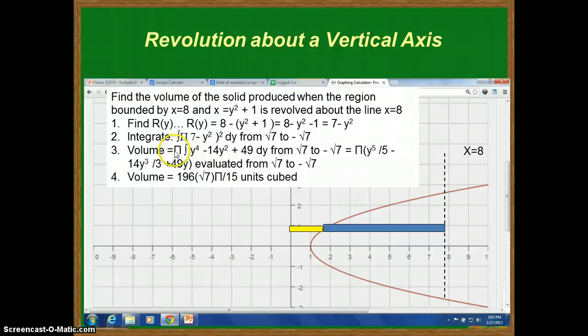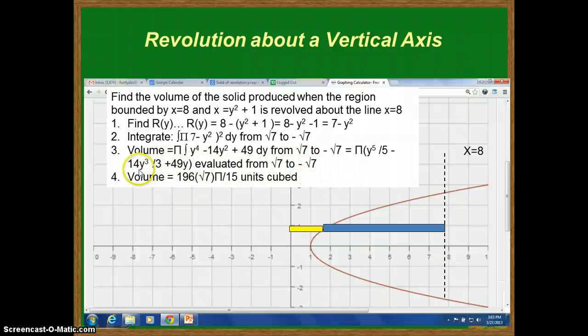So pulling the pi to the outside, it's equal to the integral, just expanding this binomial, of y to the 4th minus 14y squared plus 49, from negative root 7 to root 7. And when I integrate that, I get pi times the quantity y to the 5th over 5 minus 14y cubed over 3 plus 49y, evaluated from negative root 7 to root 7.